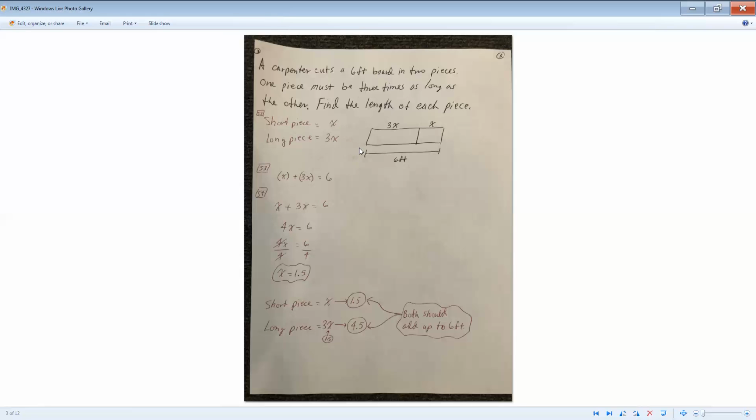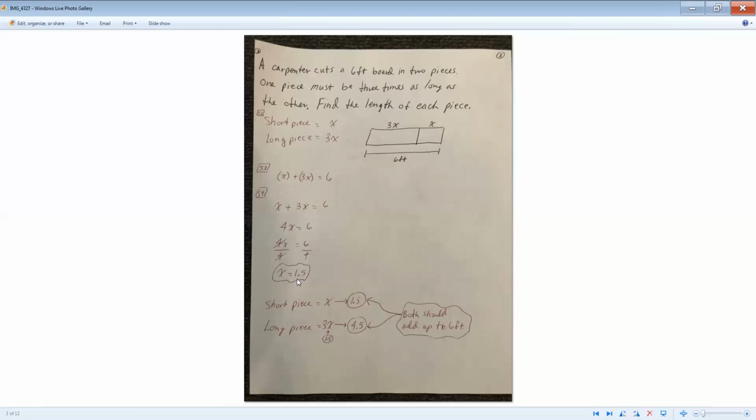Now the board is 6 feet long. So if we look at the diagram that I drew here, if we know that the 6-foot long board will be cut into 2 pieces, one piece will be x and the other one will be 3x. If I were to add 3x and x together, that would give me 6 feet. So that's how I will set up my equation. x plus 3x is equal to 6. Combine your like terms, that will be 4x equal to 6. Divide by 4, x is equal to 1.5.